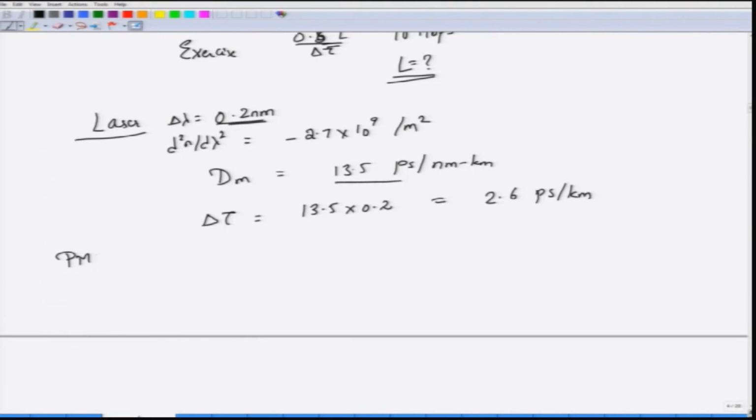If it is long haul, then it has to be a laser. Okay. So, lasers are the reason why you can have this long haul communication. The final dispersion that we wanted to talk about is what is called polarization mode dispersion.